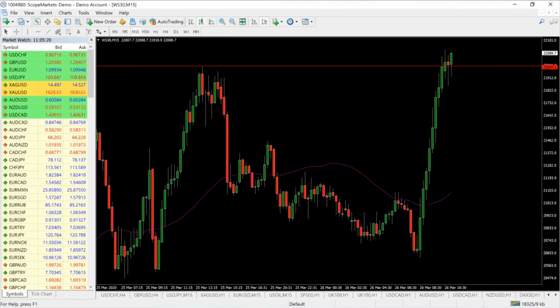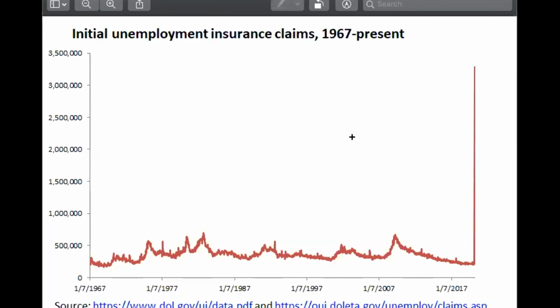The initial jobless claims are a weekly number. These numbers come out every single week. Usually, we're looking at a number around 200,000. Sometimes it jumps to 500,000 when it's particularly bad, but around 200,000, 300,000 is usually about right in terms of our average for this number.